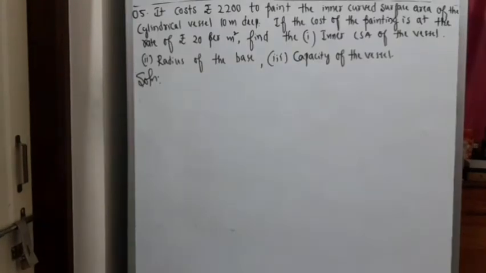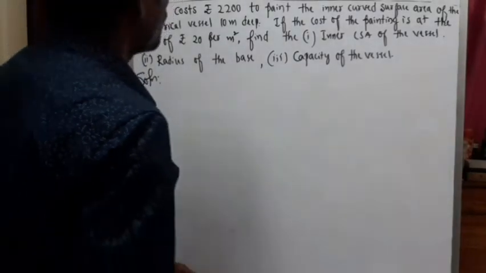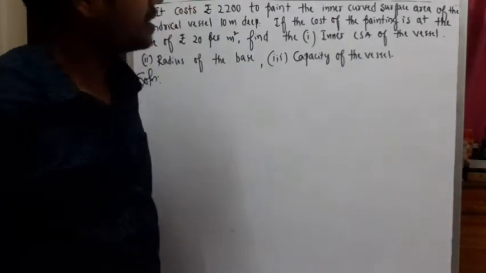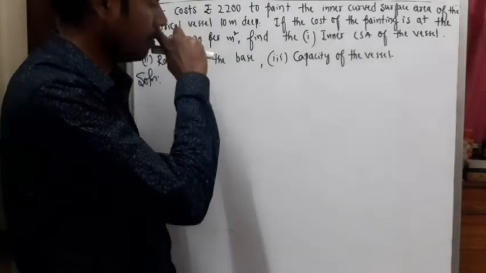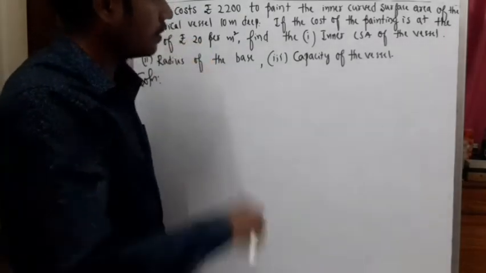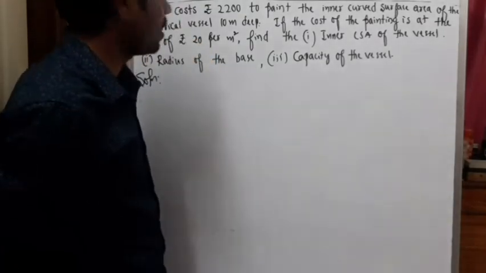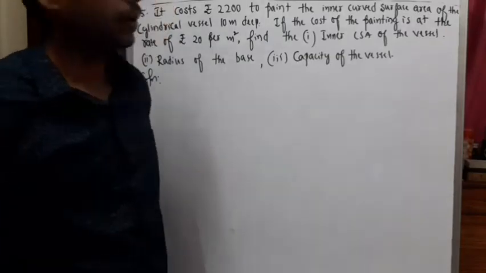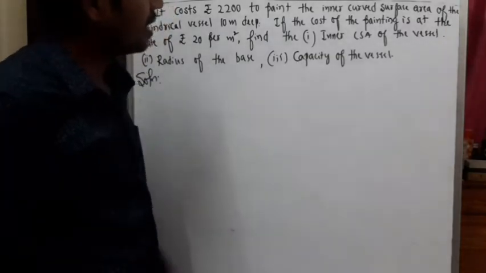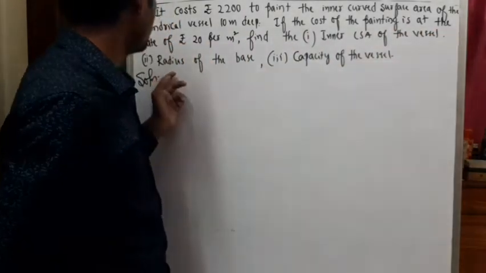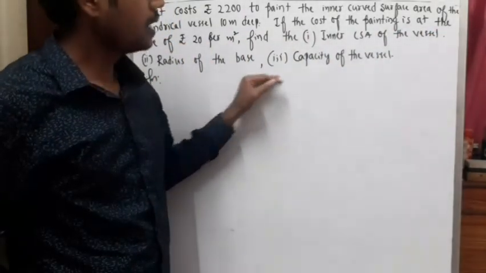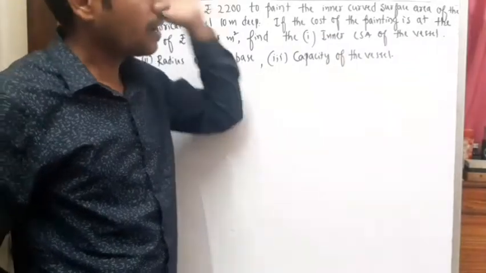So fifth question. It costs rupees 2200 to paint the inner curved surface area of the cylindrical vessel, which is 10 meter deep. If the cost of the painting is at the rate of rupees 20 per meter square, find the inner curved surface area of the vessel. Next, second one, radius of the base. Third one, capacity of the vessel. What has been given to us?